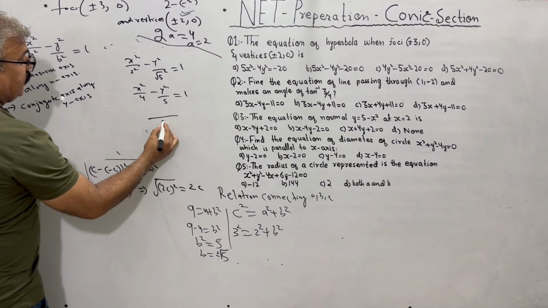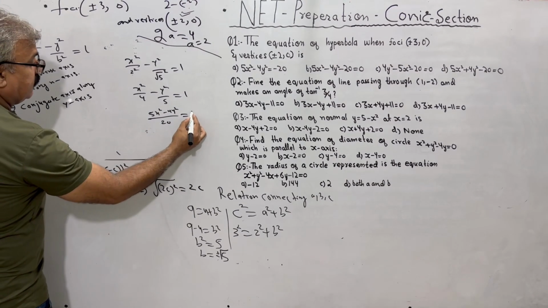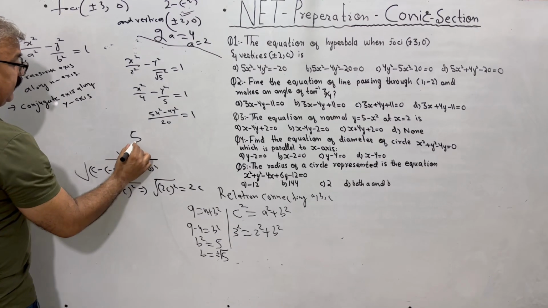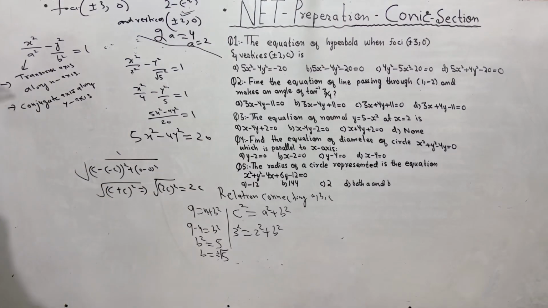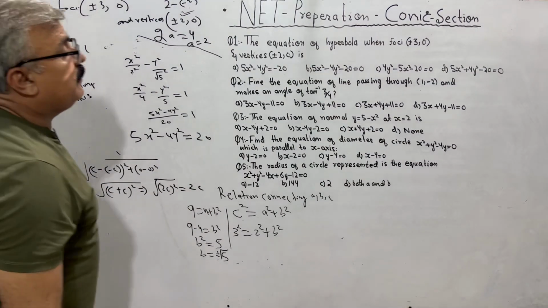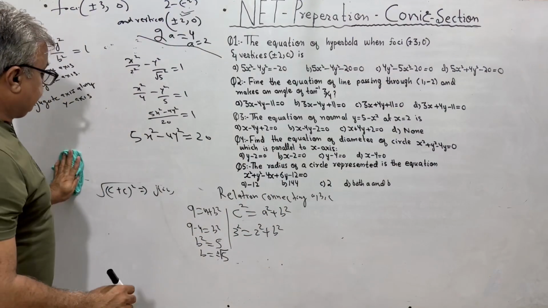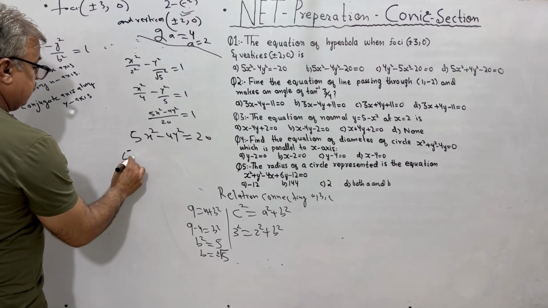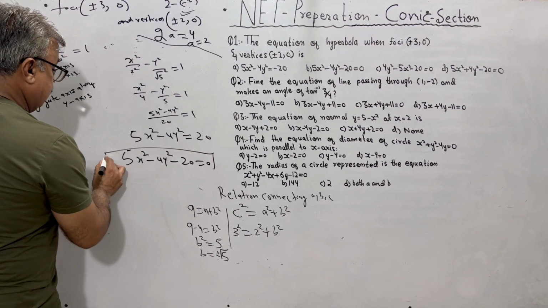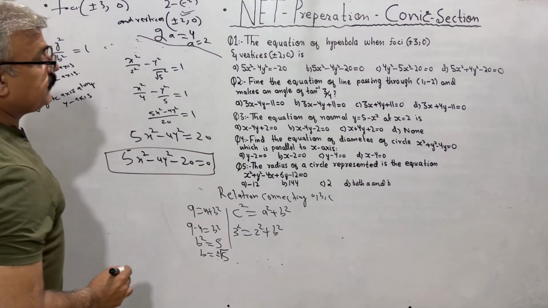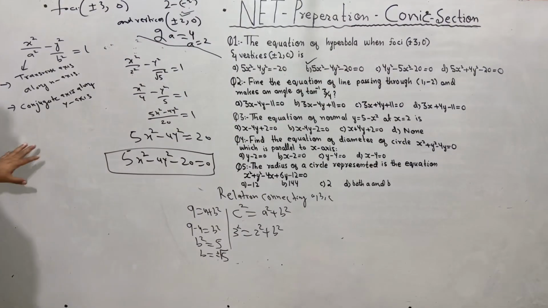Taking the LCM, 20 is the LCM, so it becomes 5x square minus 4y square is equal to 1. Shift 20 here, and we get 5x square minus 4y square is equal to 20. All the equations are in standard form. Shift 20 to get the answer: 5x square minus 4y square minus 20 is equal to 0. In that case, option number B suits us.